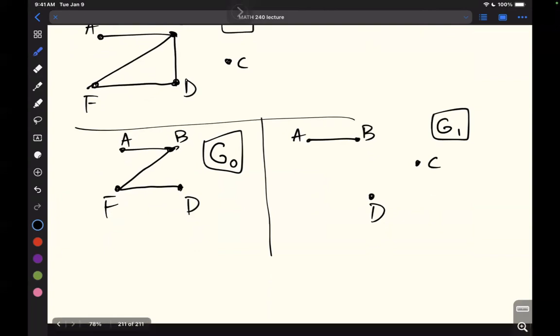So let's see. The definition is a subgraph. Maybe it helps if I spell graph correctly. So how do you spell graph? P-H. I've been working with graphs how many years? I thought it was G-R-F. Oh, yeah.